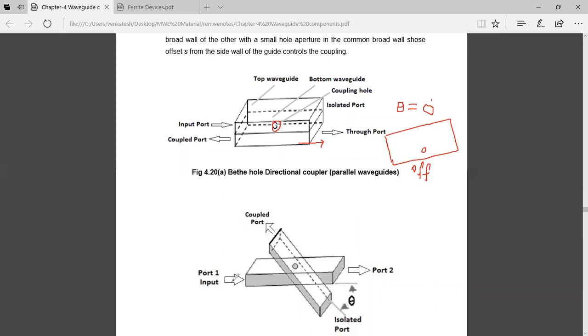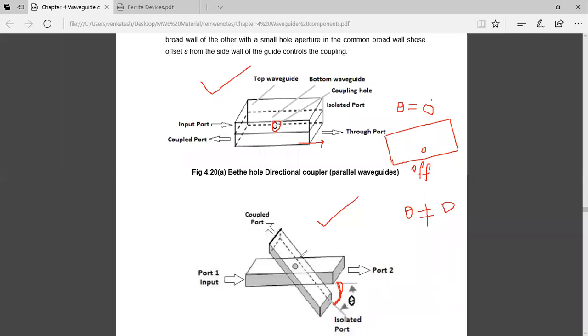The first diagram shows the case when theta equals 0 degrees. Now in the second case, theta is not equal to 0. Here the hole is at the center, but the auxiliary waveguide is aligned at a certain angle, so it has some theta value.